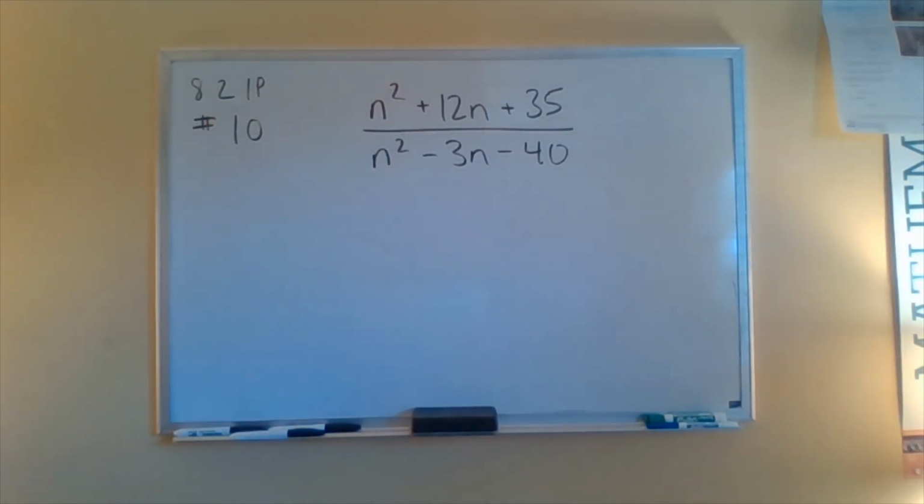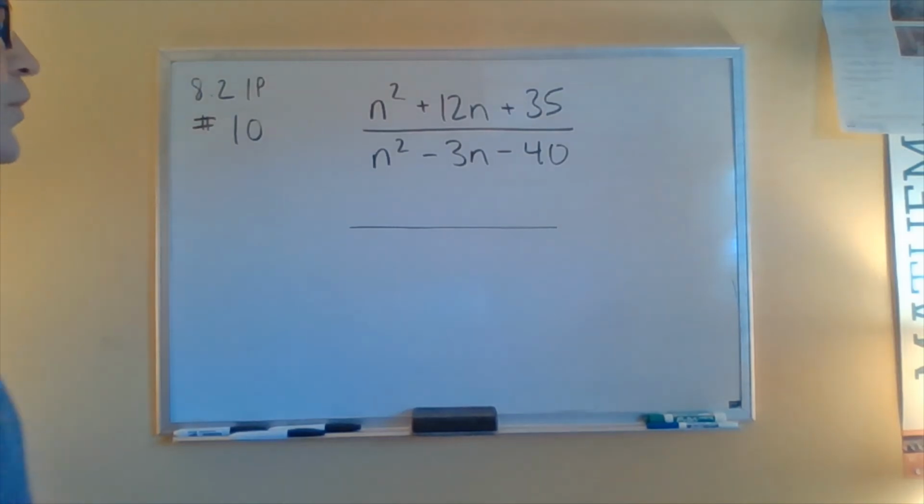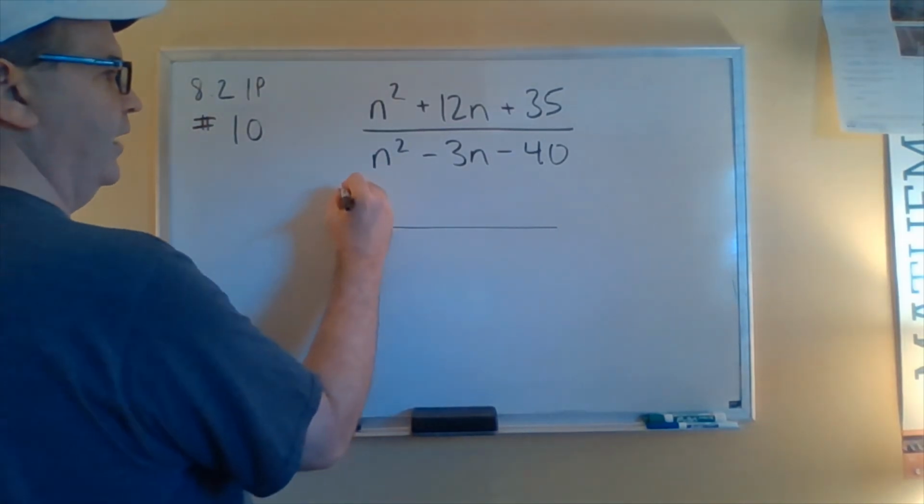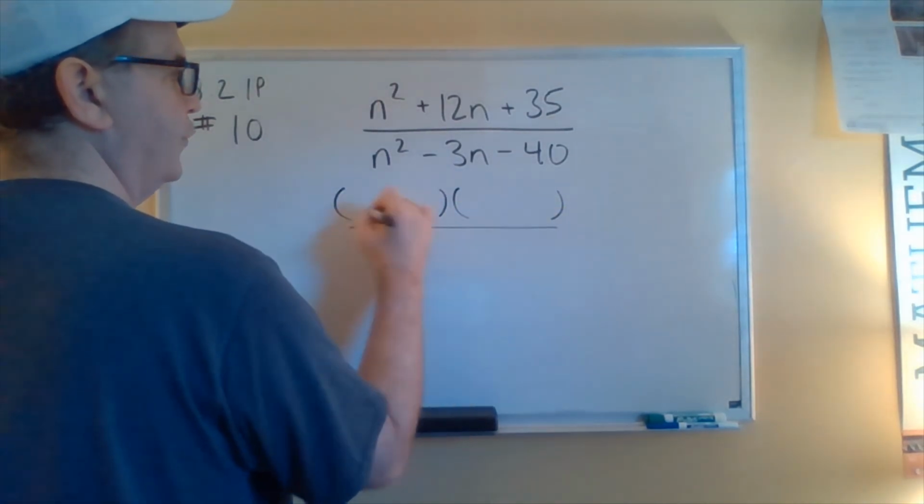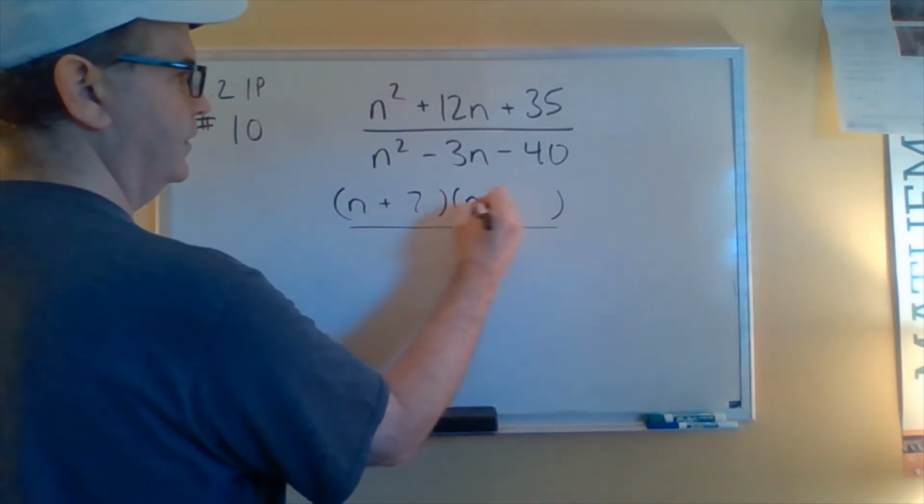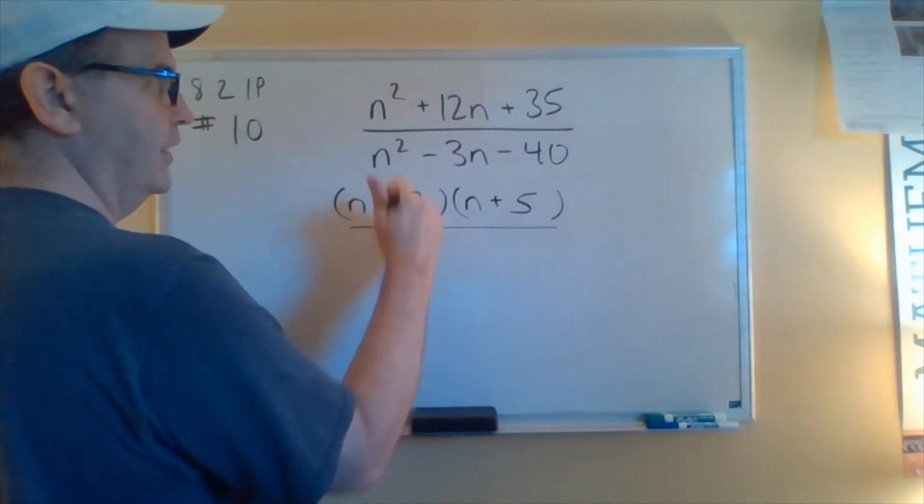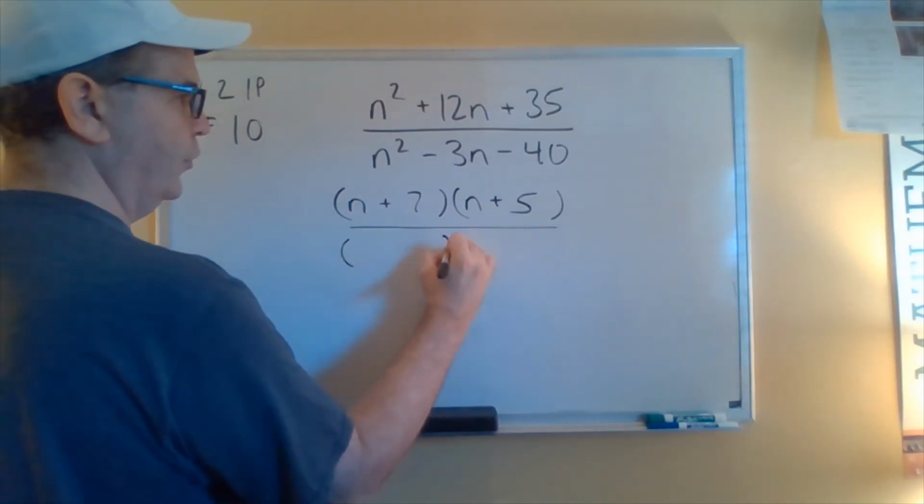Okay, number 10, this is our final problem for this homework assignment. We're given the trinomial n squared plus 12n plus 35 over the trinomial n squared minus 3n minus 40. I'm going to see if I can't factor both of those and maybe cancel some stuff out. So let's look at the numerator first. Are there two numbers I can multiply together to get to 35, and when I add together, I get to 12? I do believe 7 and 5 gets us there. If I multiply 7 and 5, I do get 35. When I add them together, I do get 12. So that's the factored version of our numerator.